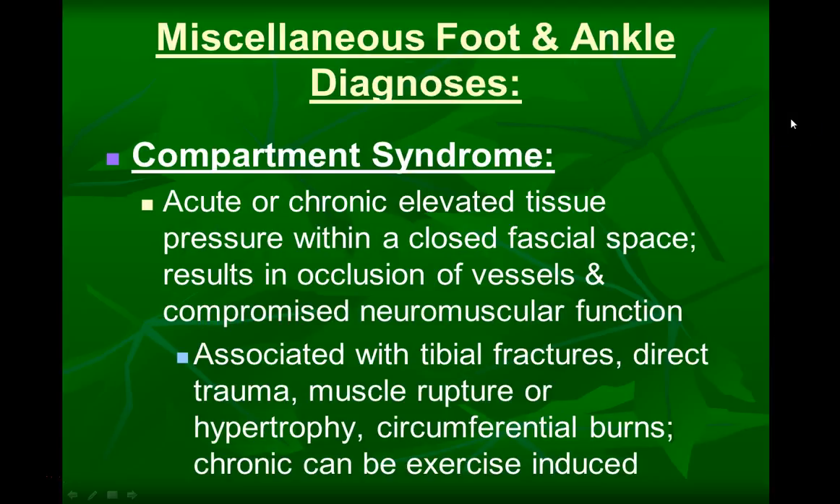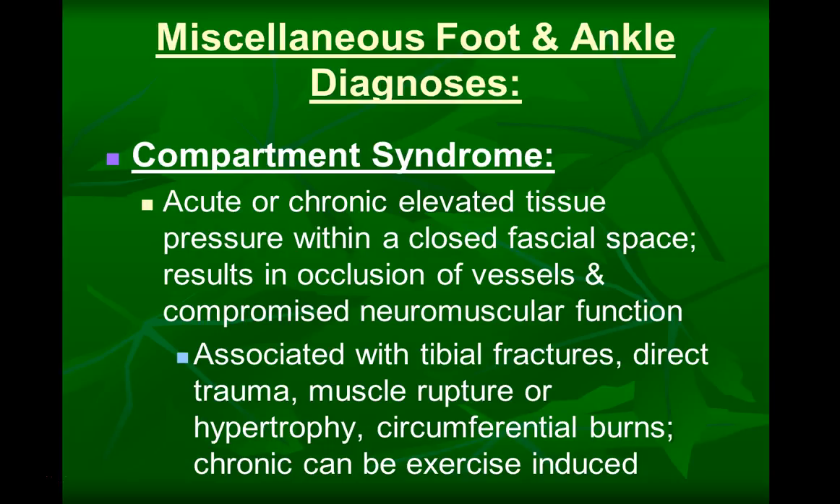Okay, some miscellaneous foot and ankle diagnoses would be things like compartment syndrome. Compartment syndrome can occur in the upper extremity as well. We'll talk about that with upper extremity, but it's more common in the lower extremity. With compartment syndrome, you've got basically acute or chronic elevated tissue pressure, and it's within a very closed fascial space. If you think about the lower leg and the tibia and the fibula and the ligaments and all of the musculature, this is a very closed space with lots of structures within it.